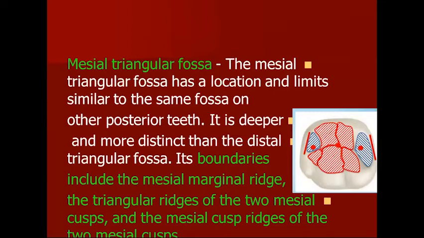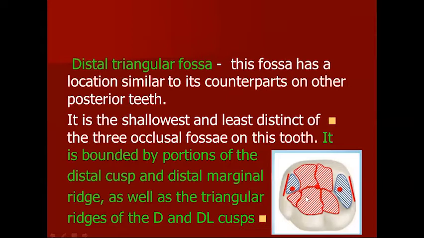Distal triangular fossa. This fossa has a location similar to its counterparts on the posterior teeth. It is the shallowest and least distinct of the three occlusal fossas on this tooth. It is bounded by portions of the distal cusp and distal marginal ridges, as well as the triangular ridges of the distal and distolingual cusp.